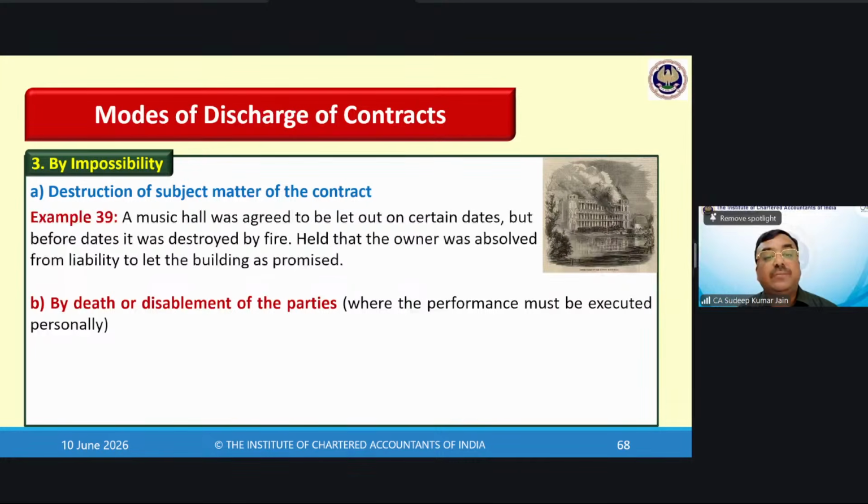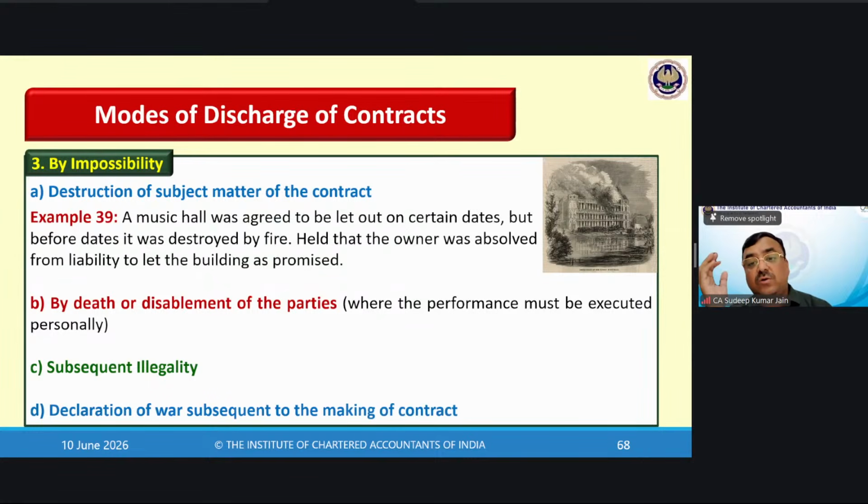By death or disablement of the parties, where the performance must be executed personally. It means if the contract was entered for any personal services, and the person who has to provide the personal services dies or is disabled, then the contract becomes discharged.